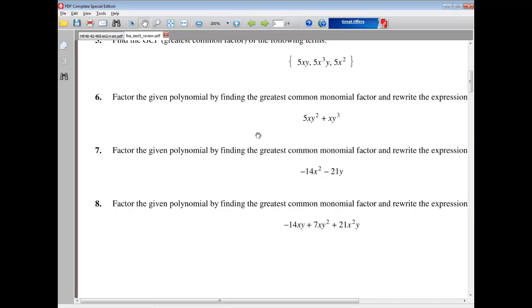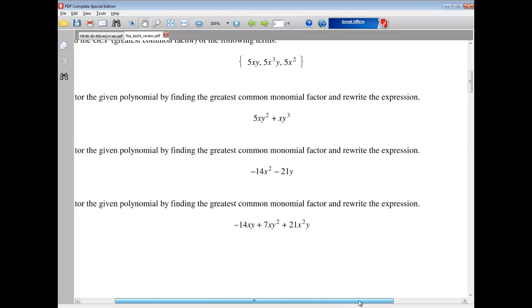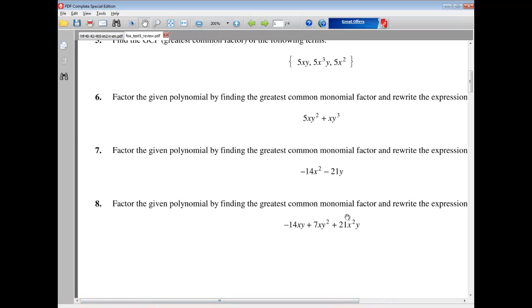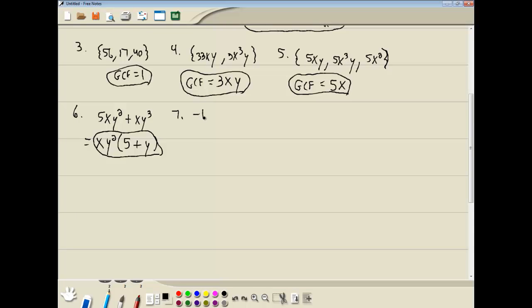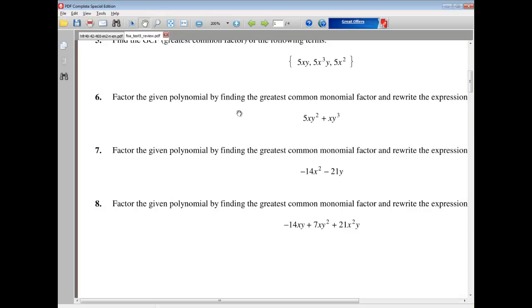Now they don't say anything about, I don't think they do. Let me scroll over. No, they don't say anything about putting it in standard form, so you don't need to worry about that. We got negative 14x squared minus 21y.